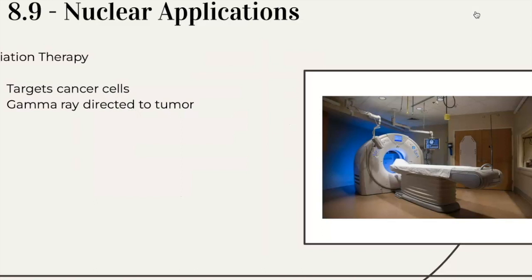Radiation therapy uses radiation to target cancer cells, so gamma rays will be delivered to the tumor. It is a fairly blunt tool, so it's pretty hard to directly target the area of interest, so that could result in killing healthy cells.